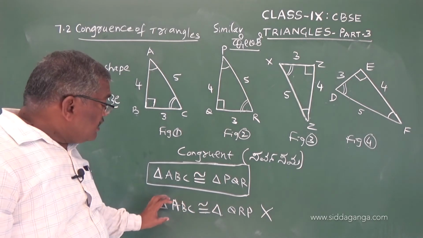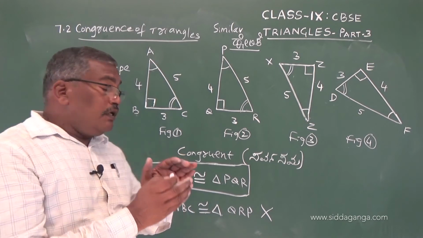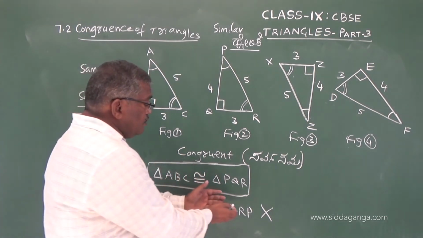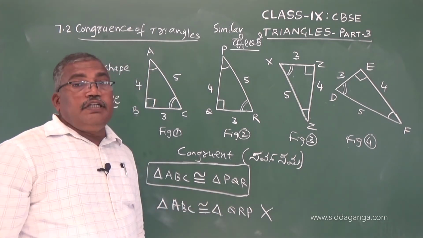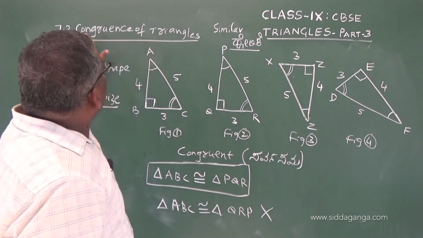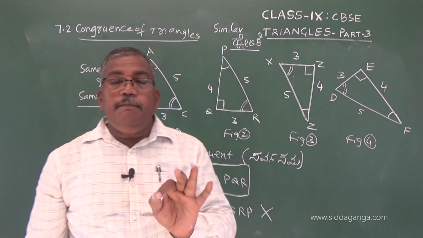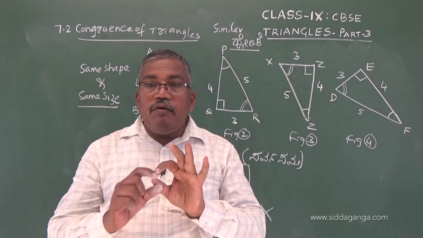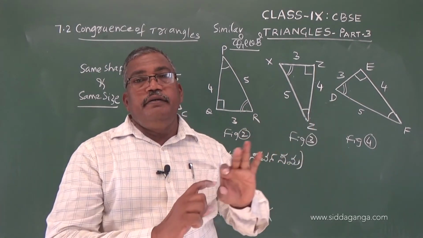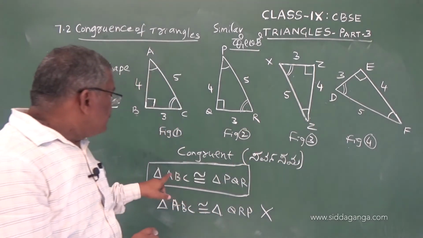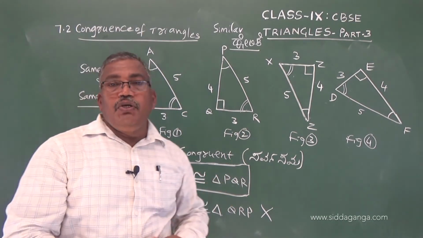That means corresponding vertices we have to put in order. The ABC corresponding angles we have to put. So therefore, this is the way of representation. The meaning of congruence: if two triangles' shape and size are equal in all respects, then we say they are congruent, and they are represented as triangle ABC congruent to triangle PQR.